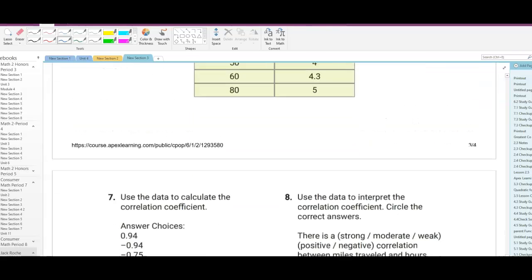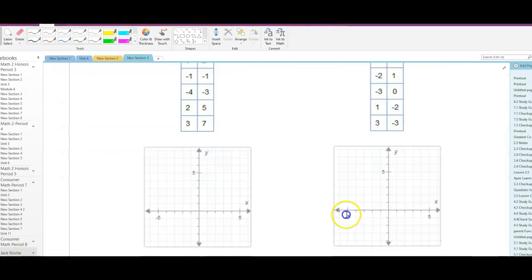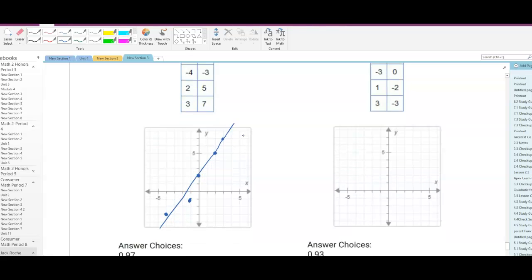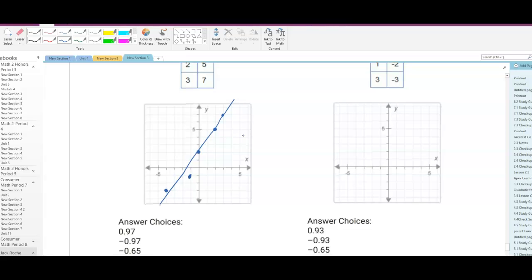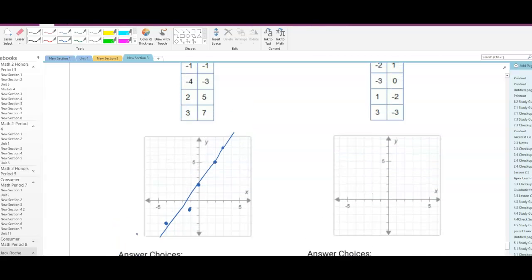Okay, now with these, look at this first one. What I'm going to do is plot the ordered pairs. So I'm going to plot 0, 2, -1, -1, -4, -3, then 2, 5, and then 3, 7. If I look at this data, is that a strong correlation or a weak correlation? It's positive, tends to be strong, so you know 0.97 would be the most accurate.